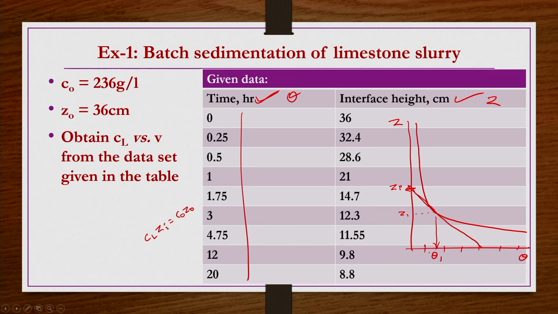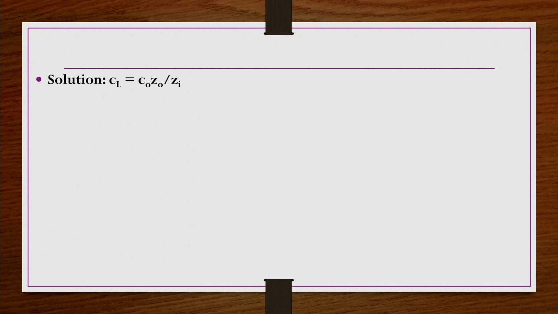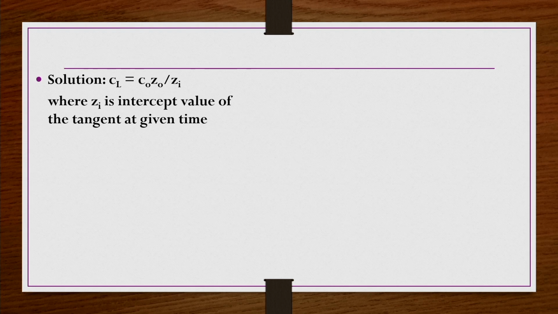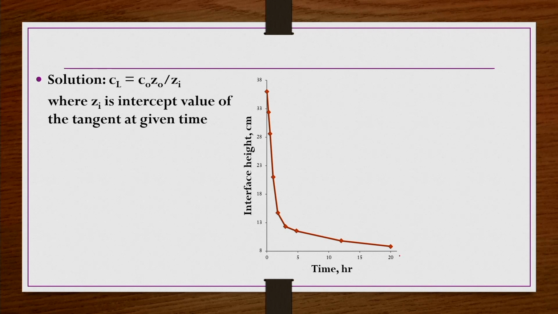After that you can calculate C, because Zi is also known. C naught Z naught by Zi gives you the CL information. So both pieces of information are known, and that is just the graphical work we have to do here. Solution: CL equals C naught Z naught by Zi, where Zi is the intercept value of the tangent at a given time. If you plot that data, you will get a graph like this. Now, let us say at 2 minutes of time, you draw a tangent like this.